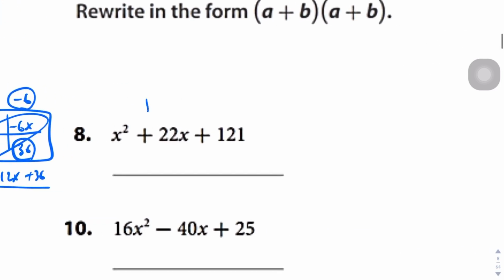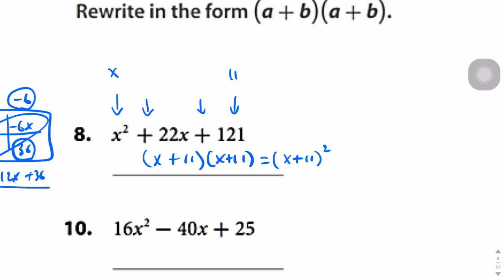This one has two pluses, so it'll fit the example much better. But let's think about this. What's our a term? What's our b term? The square root of x squared is just x. The square root of 121 is 11. So what we're going to end up with is x plus 11 times x plus 11, which you can rewrite as x plus 11 squared, since you have two of them. That one fits the example much, much better.